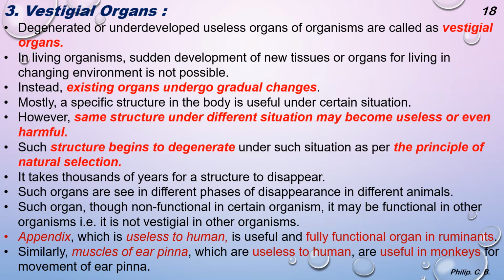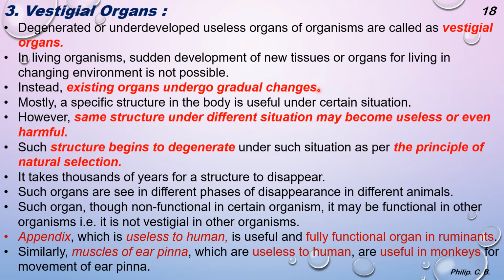Now, third one, vestigial organ. Now, what is vestigial? The organs which are present in our body, but they are of no use, or they may have been useful in our ancestors, right? So, coming to the point, degenerated or underdeveloped useless organs of an organism are called vestigial organs, which are not useful presently. In living organisms, sudden development of new tissues or organs for living in a changing environment is not possible. Instead, existing organs undergo gradual changes.